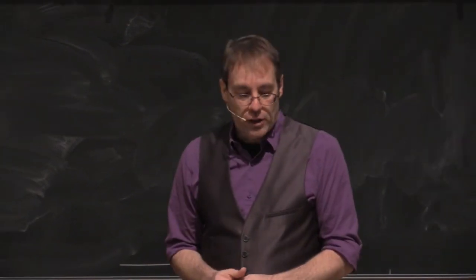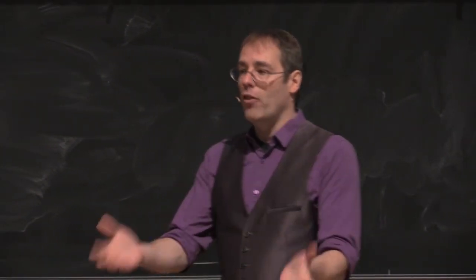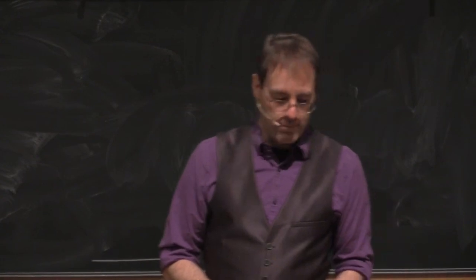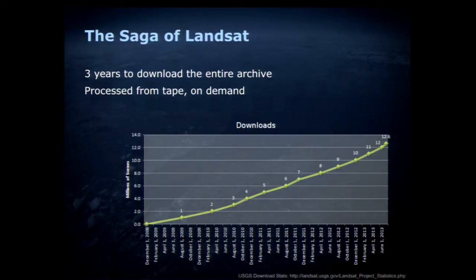So it took 3 years for us to get all the data out of the USGS that they had at the time. This is a graph of data downloads out of their system. The reason it took so long is that they keep all their data on tape and they process it on demand. So you say, I'd like this scene, it goes into a system, gets processed. An hour later, you get an email saying, here's your scene.